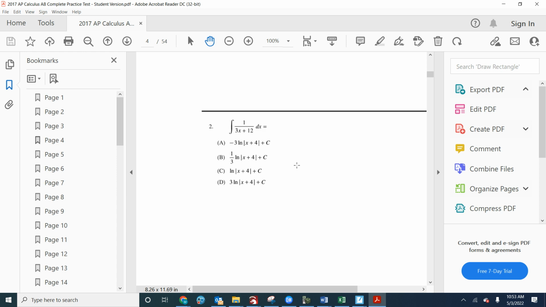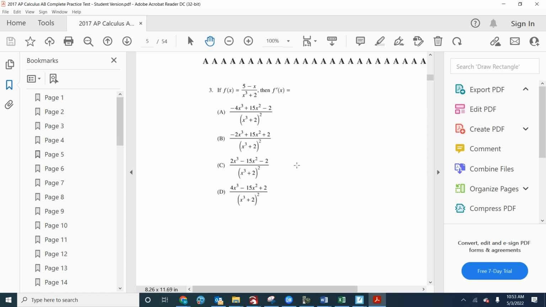To ln or not to ln? All of the answers are ln, so that was just for fun, but whatever.